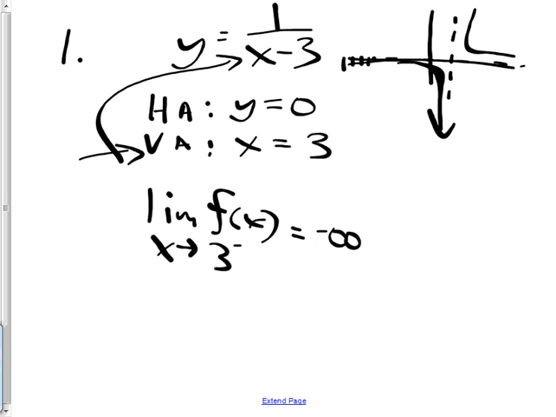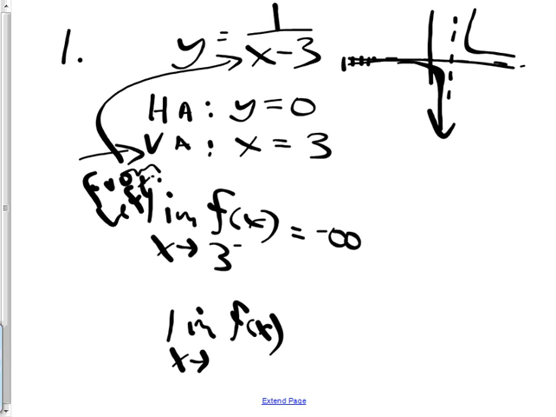Then you do the exact same thing except approach from the right. This was from the left. You do not have to label this; I'm just labeling it for people that are learning how to do it right now. The limit of the function as x approaches 3 from the positives equals, if I approach from the positives, I'm over here, and I get closer and closer. I get sucked into that line, and then I am forced way up there, positive infinity.